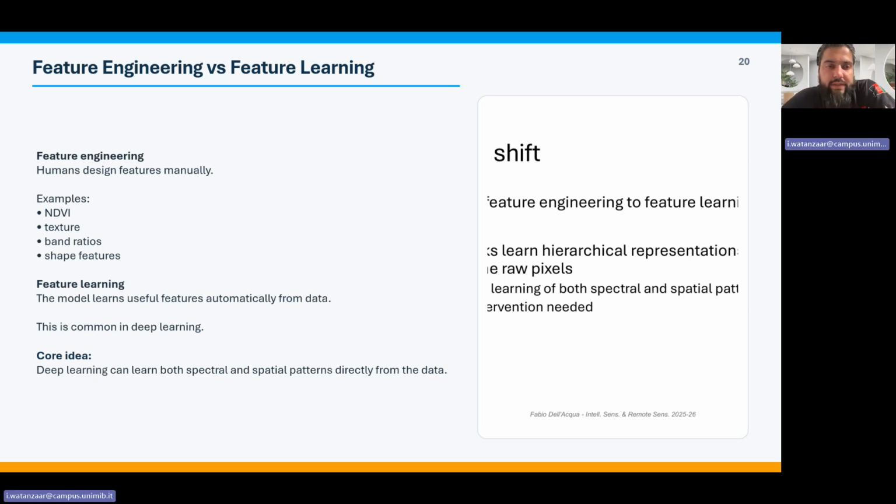So this is quite common in deep learning. The core idea is that deep learning can learn the spectral and spatial patterns directly from the data. Based on the concept of feature learning, we are learning directly from the data about both the spatial and the spectral information. This is the issue the traditional ML was not supposed to address, so the need for deep learning and feature learning comes into existence.